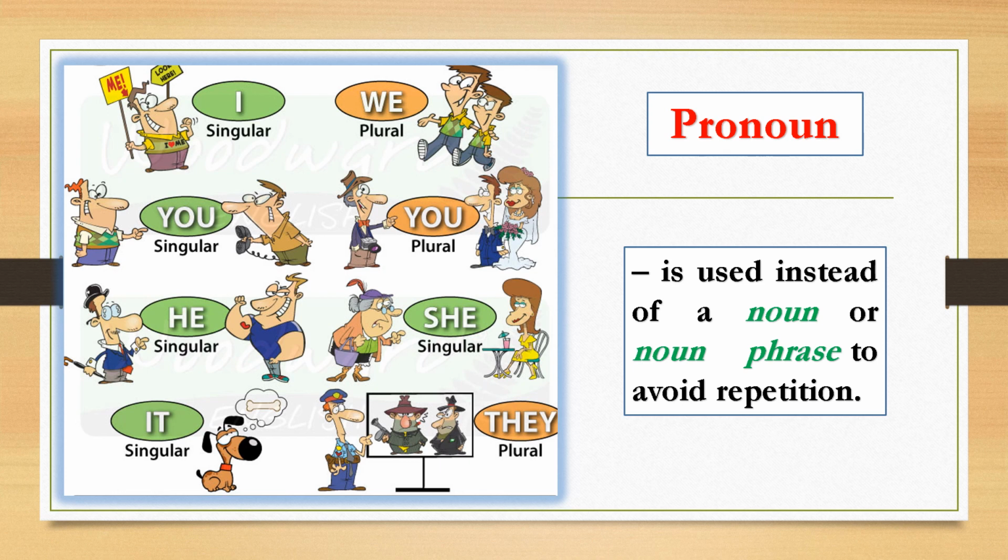And for animals or anything, we use it. What about they? When we are pointing to two or more persons, we use they. Take a look at this next slide.